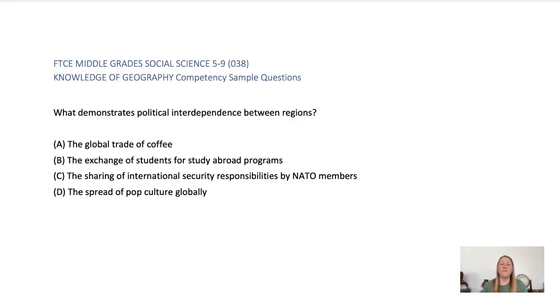A, global trade of coffee is incorrect. This shows economic interdependence, not political. B, exchange of students is incorrect. This is an example of cultural or educational exchange, not political cooperation. D, spread of pop culture is incorrect. This reflects cultural globalization, not shared political responsibility. The correct answer is C, the sharing of international security responsibilities by NATO members. This is a clear example of political interdependence as the member nations rely on each other for mutual defense.